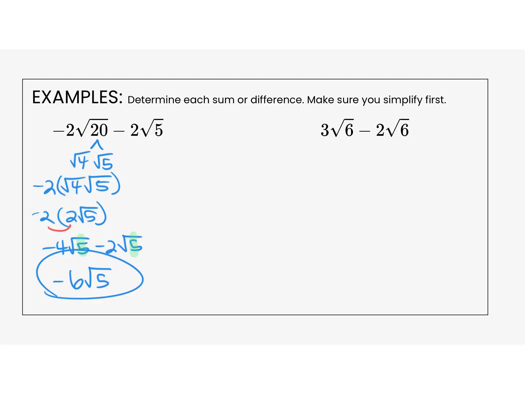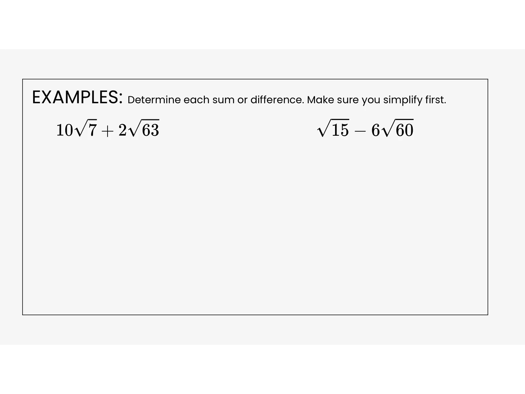All right, the second one, I have 3 root 6 minus 2 root 6. Again, you should notice that those root 6's match already. So all I have to do is 3 minus 2, which is 1 root 6, or just square root of 6. I don't even have to write the 1 out front.